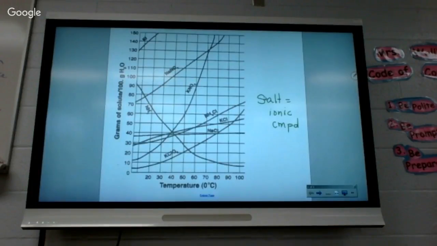I think I got it. So we're testing chloride. We're testing chlorate. Chloride is KCl. Okay, and that's for 100, and you're doing it for 200.